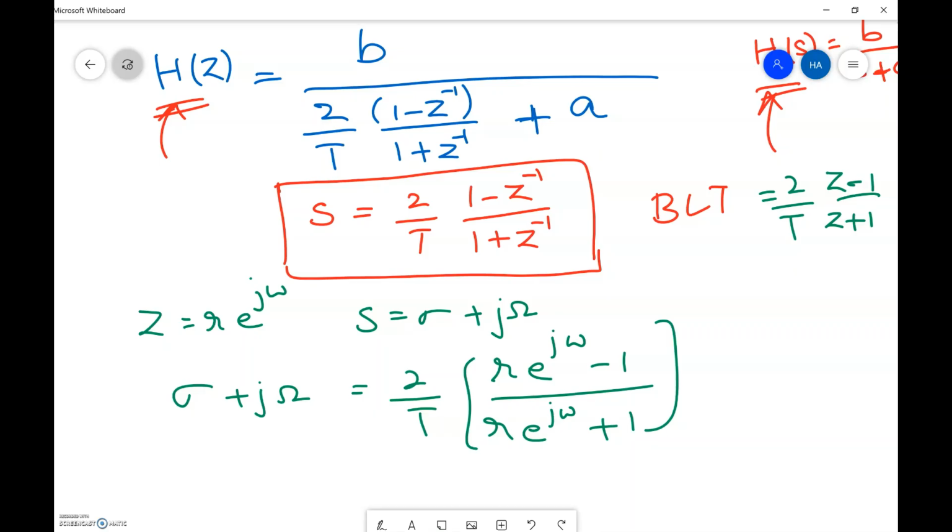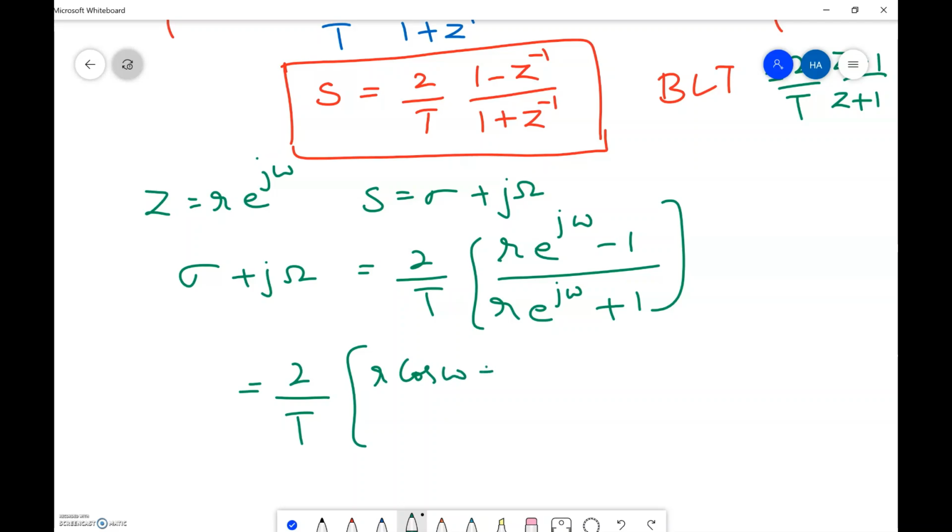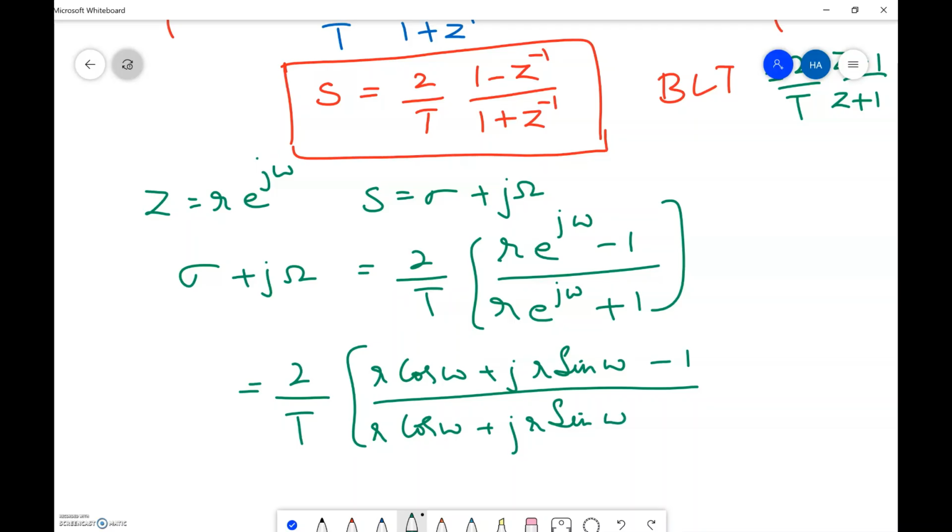So the polar form, which we have as r e^(jω), can be written in the rectangular form, and we need to compare the left hand side and right hand side. Therefore you have to separate out the real part and the imaginary part on the right hand side equation. So how can we do that? 2/T, write this as (r cos ω + j r sin ω − 1) divided by (r cos ω + j r sin ω + 1).